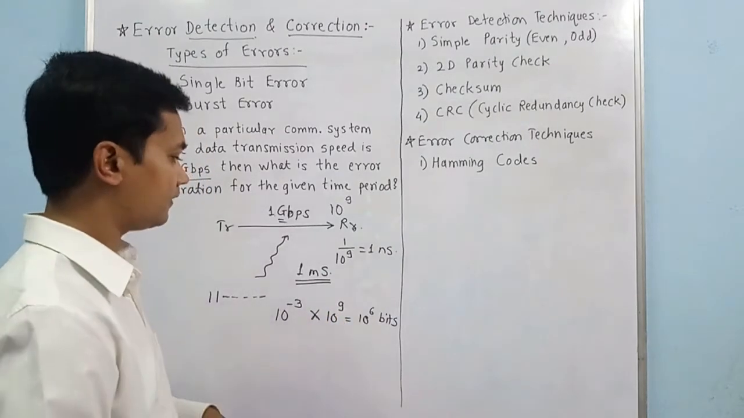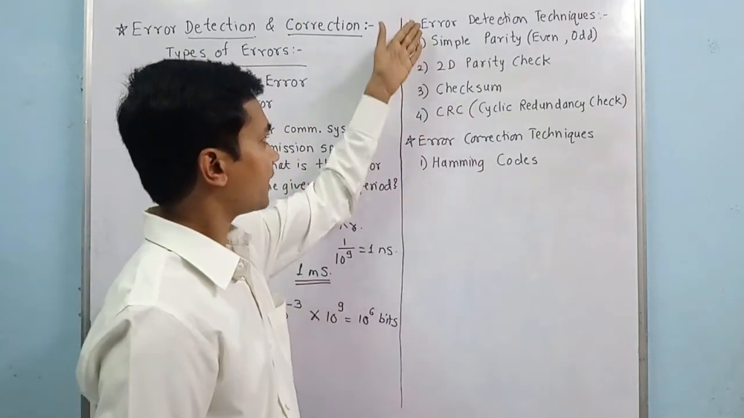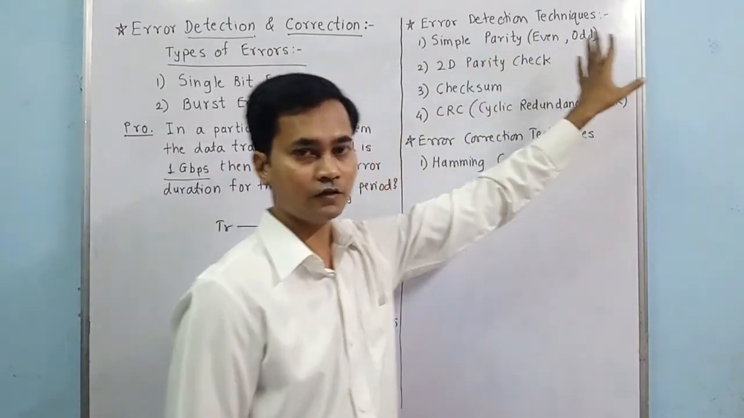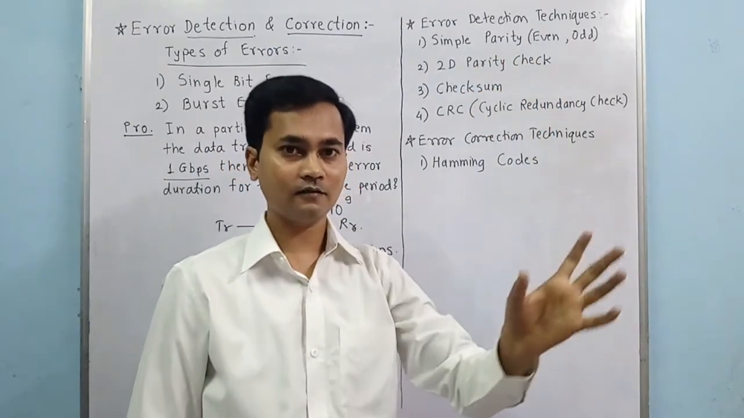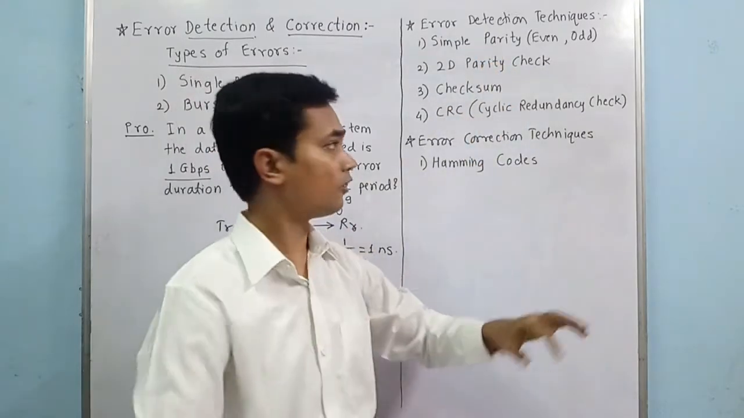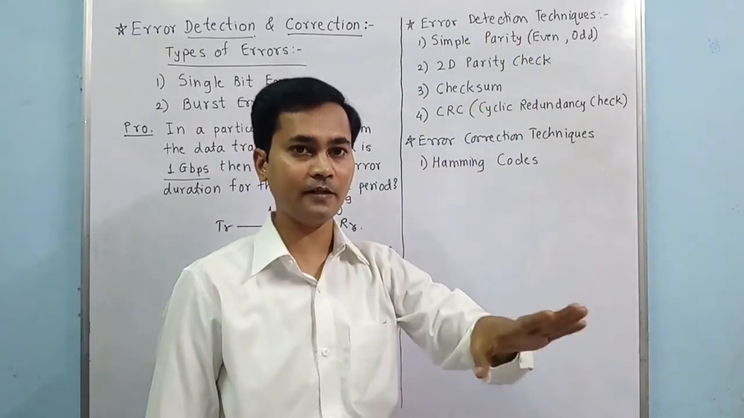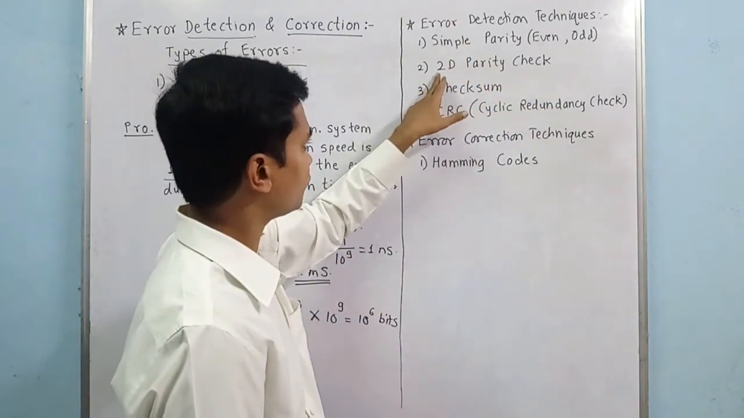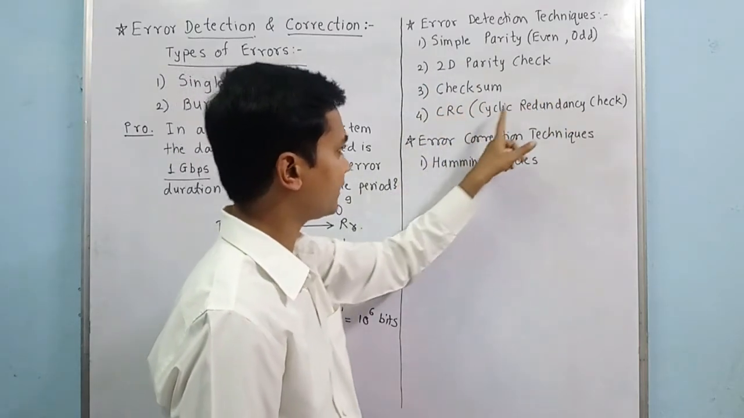Now we'll see some error detection techniques and error correction techniques. The error detection techniques: the first one is simple parity, that is even or odd. Here we don't send the data directly to the receiver, but instead we attach some additional bits, and that is called parity bits. This is one type of error detection technique. Then the second type is the two-dimensional parity check. Third is checksum, and fourth is CRC, that is cyclic redundancy check.